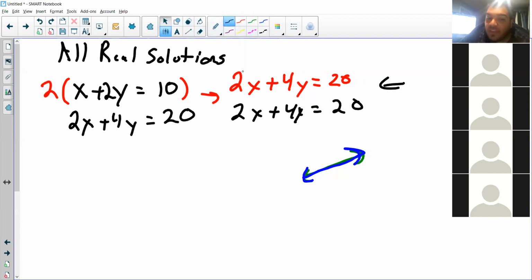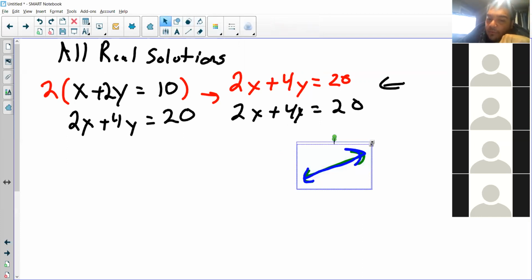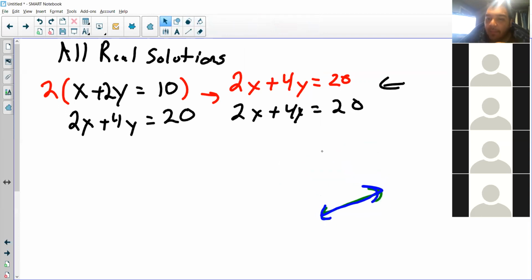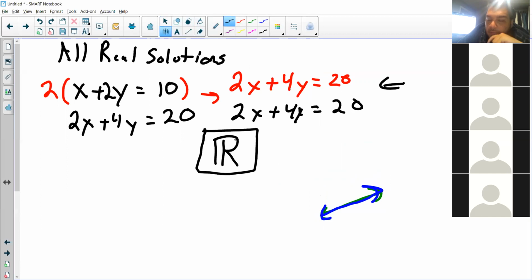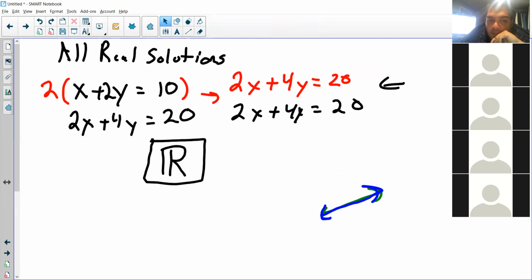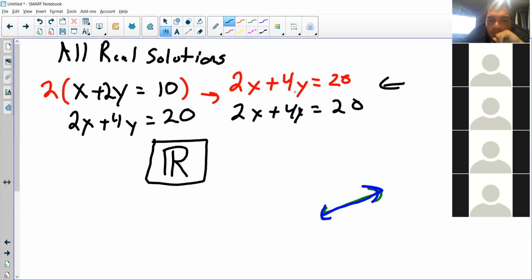Now, as soon as you show that both equations are the same, you could stop and just say all real solutions. A symbol for that kind of looks like this, an R with a double back. That's a symbol for all real solutions. If not, you just write the words all real solutions or infinite solutions.